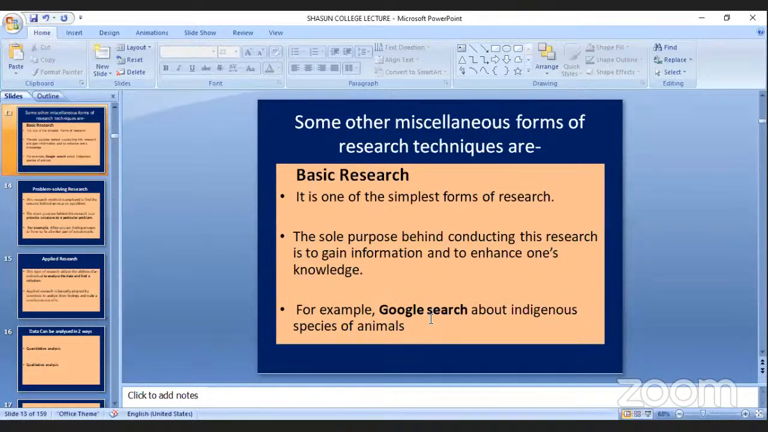You want to know how many tigers and how many peacocks there are. So you just Google search and do it. You don't go to a forest and find all this out, right? You don't collect all that primary data. You just Google search it. So that is called basic research.